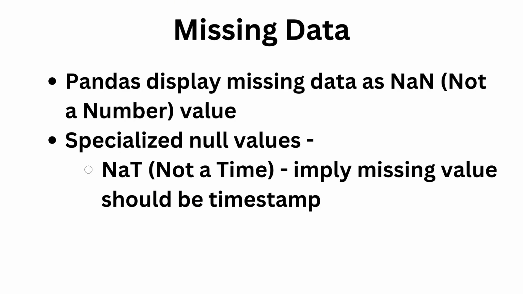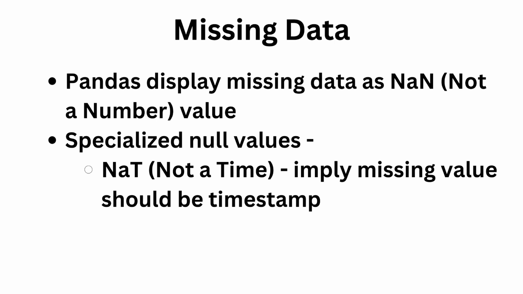And it's important to note that when you're actually reading in missing values with pandas, it's going to display them as NaN values, which stands for not a number. It should also be noted that newer versions of pandas actually have some specialized null pandas values, such as pd.NaT, meaning not a timestamp. And what's nice about this, it just implies the value missing should be of a particular data type, such as a timestamp.